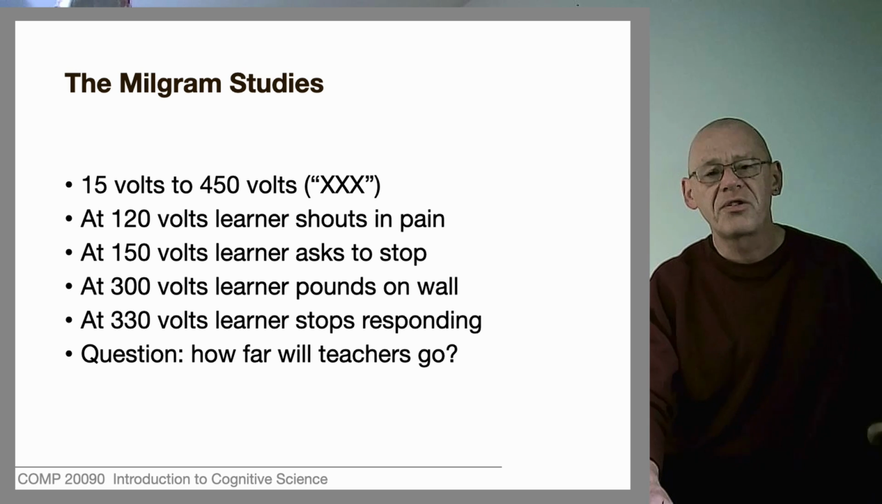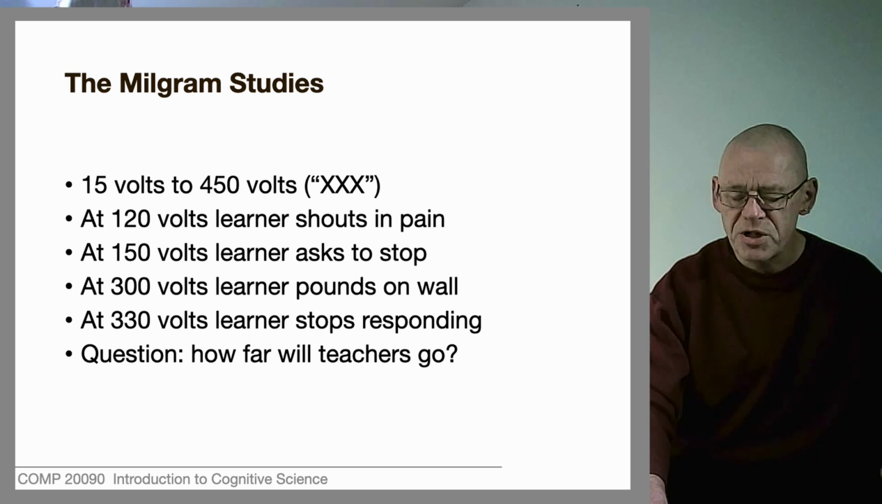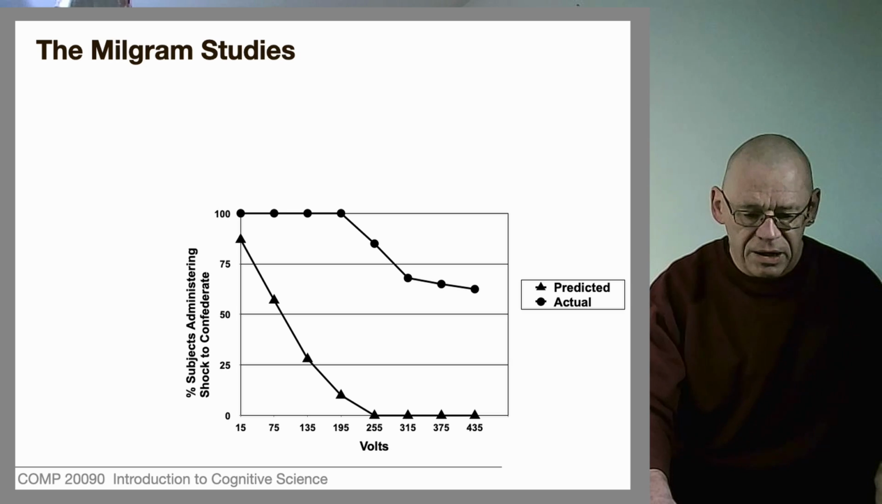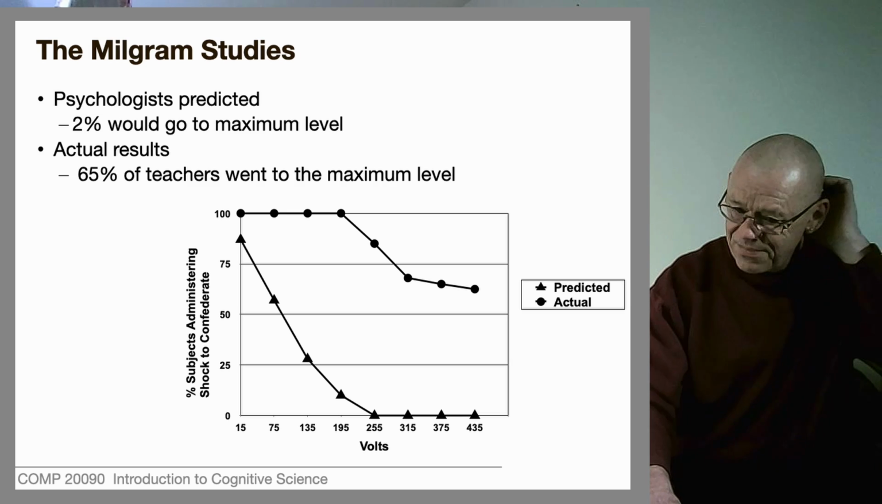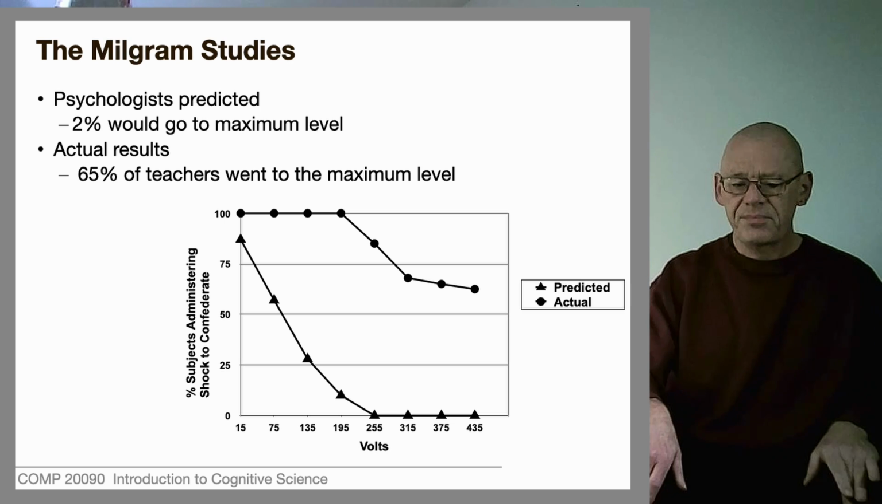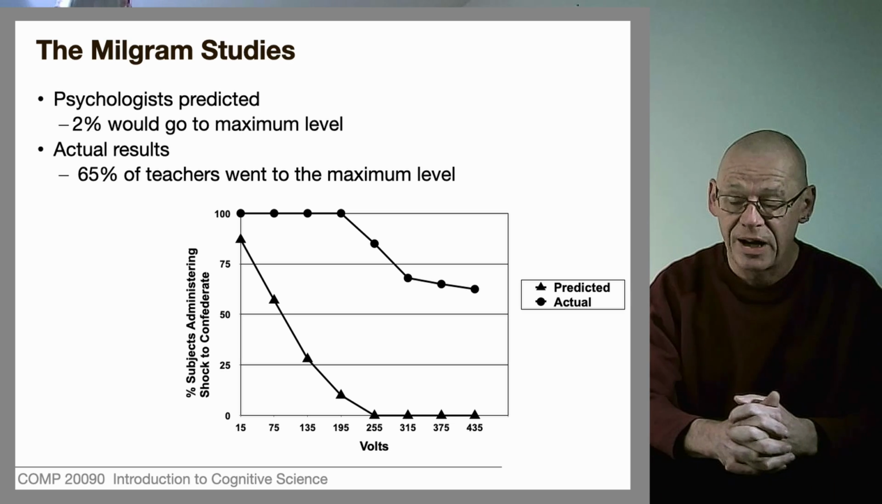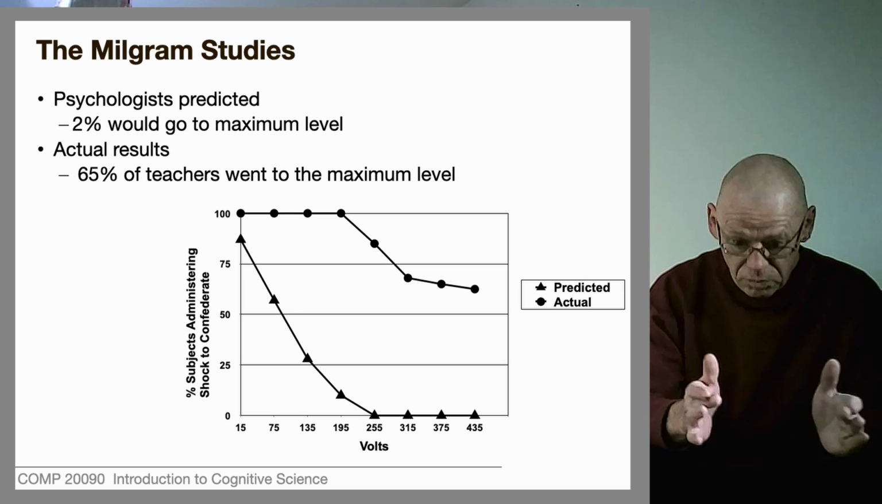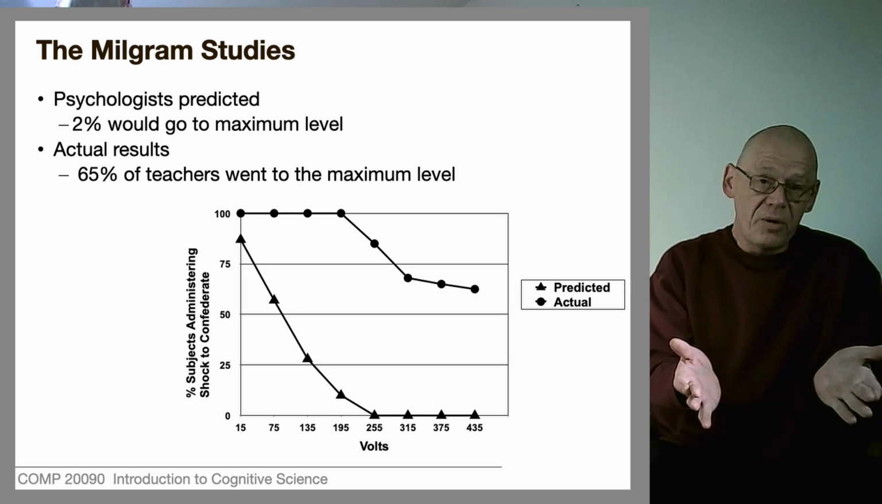They predicted, because there's always some psychopaths, that maybe 2% of the people who took part in this would go all the way to 430 volts. 65% went to the maximum level. This is utterly terrifying.